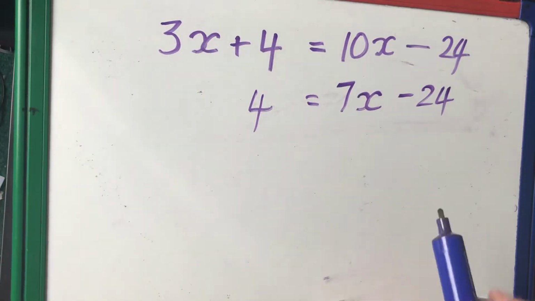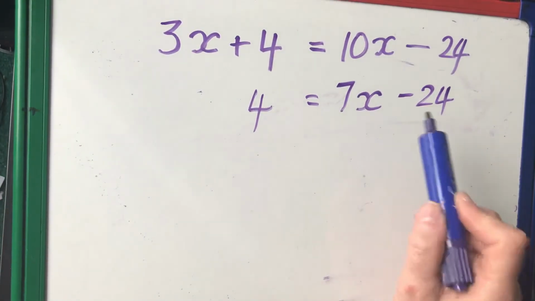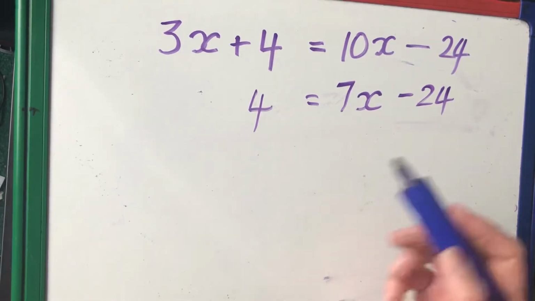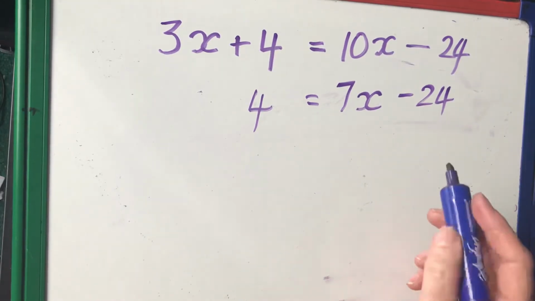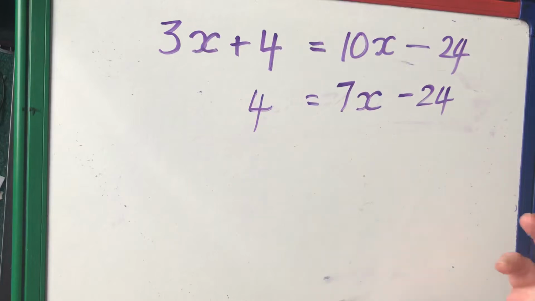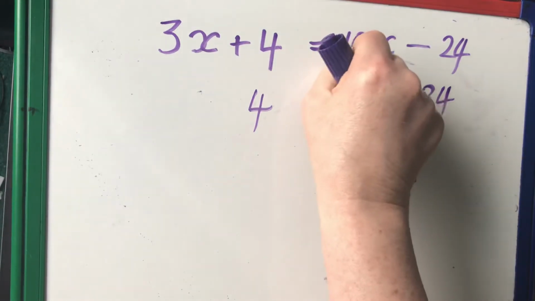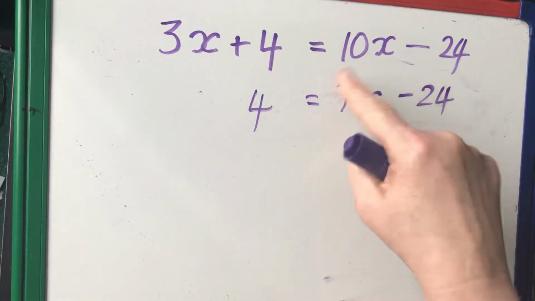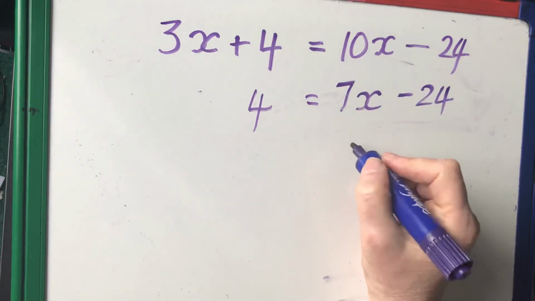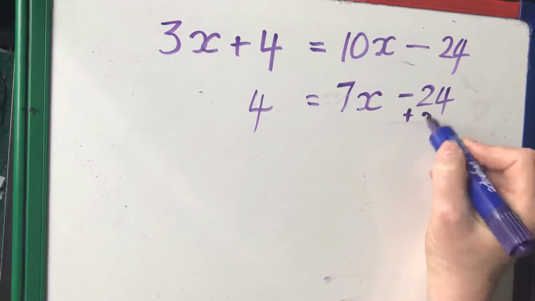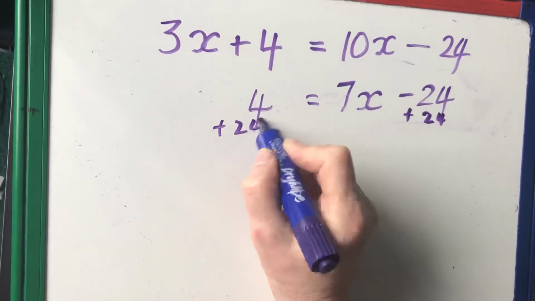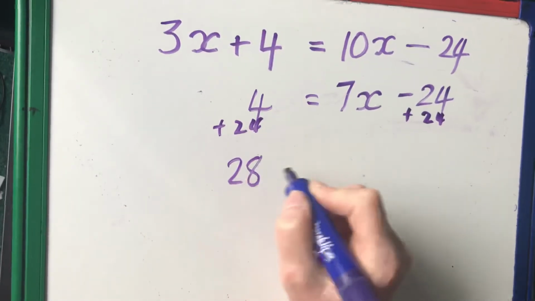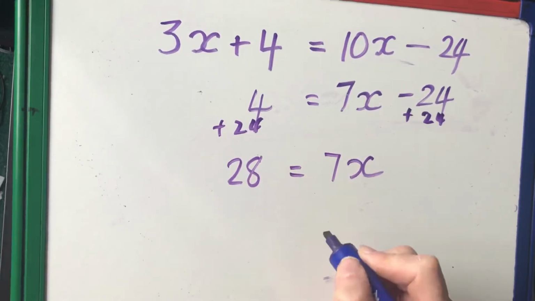Okay, don't like this because I've got a minus sign and because the unknown is on the right hand side instead of the left. That's okay, doesn't matter. I'm going to still just do the same thing. Something take away 24 equals 4. So that something, that 7x, must be the inverse of minus 24, which is plus 24. So 4 plus 24 is 28 equals 7x.